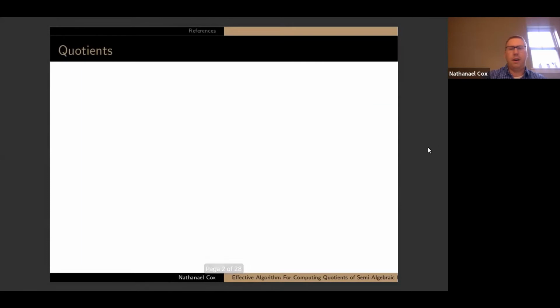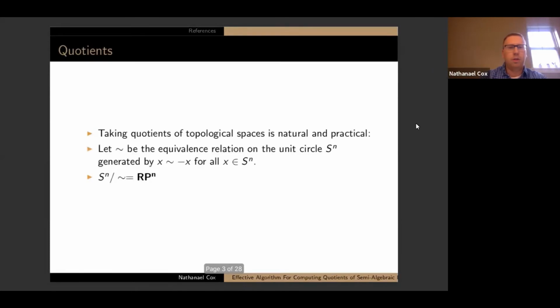First, I'm going to briefly talk about quotients in general. As we all know, taking quotients of topological spaces is a natural and practical thing to do. We do it all the time. For example, you can obtain the real projective plane by taking an equivalence relation on the unit circle and then quotienting out by that equivalence relation.